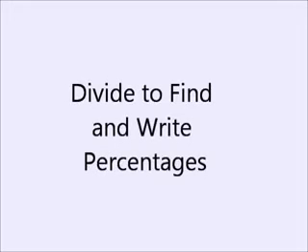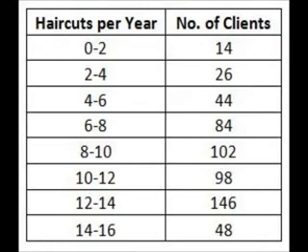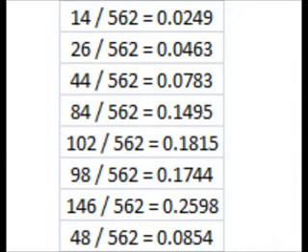Step number 2. Divide to find and write percentages. Now that we know the total number of clients at the hairstyle shop, we can find a percentage for each category. This is where the first division step comes in, and where the multiplication does too. We're going to take each bar height and divide it by the total we found for the hairstyle shop's clients. Use your calculator and make sure you get the same decimals we have for all of them.